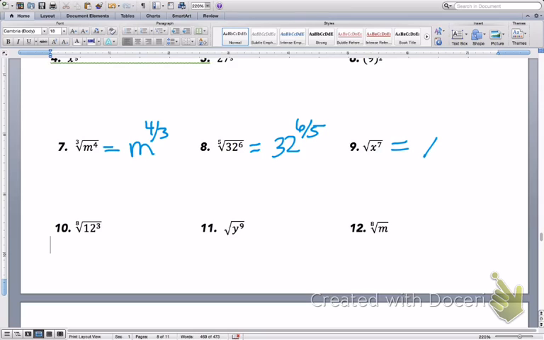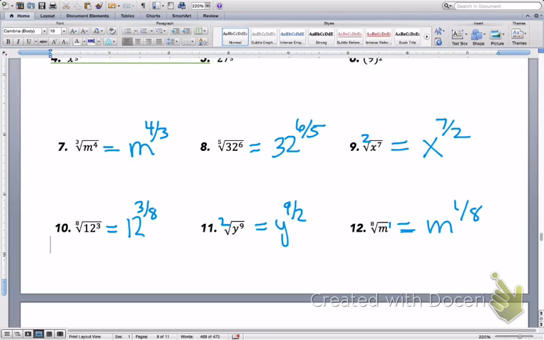All right, next one we're going to have x to the power of 7 over, and what's the invisible index on this? That's a 2, so 7 halves. Next one we have 12 to the power of 3/8. Next one we have y to the power of 9 halves, because remember, that's a square root, the index is 2. And last one we have m to the power of, the root goes at the bottom, and we have an invisible 1 there, so that's going to be a 1/8.